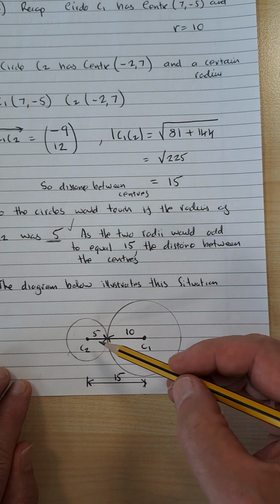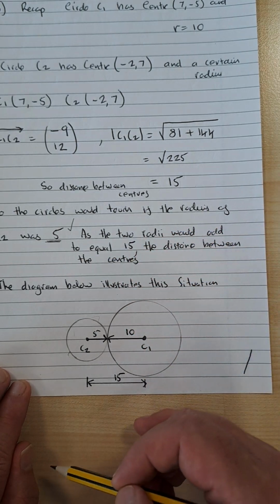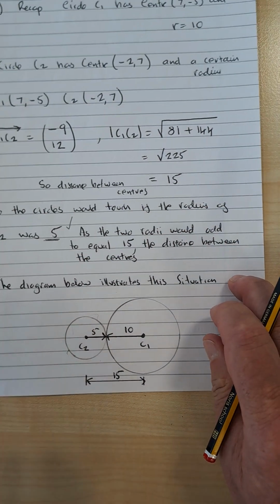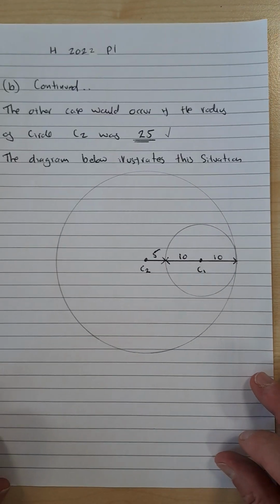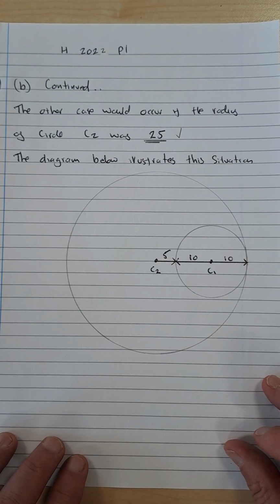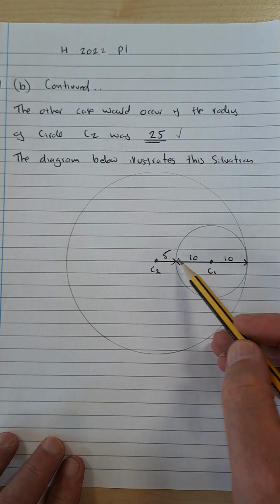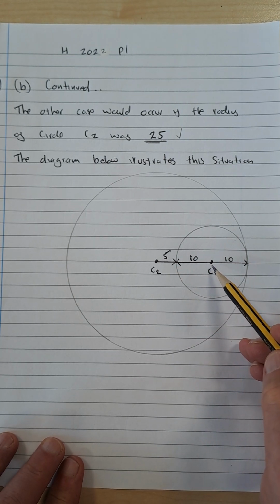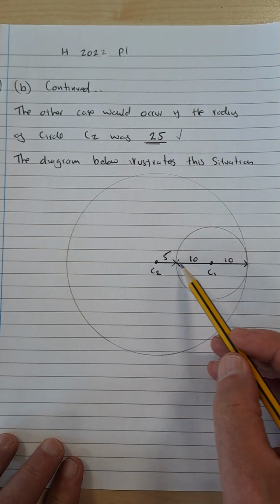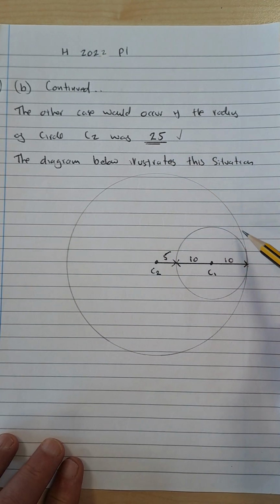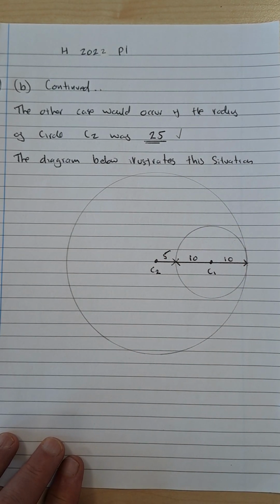The other scenario would be if C2 was a much larger circle than C1, and the circle looked like that, coming that way there. So here's a diagram of what I'm trying to illustrate. The other scenario would be if the radius of C2 was 25. So there's C1, there's your 15 between them that we got a wee minute ago, and we need another radius there. This is what's going to happen in the second scenario, where C2 has a radius of 25. It would touch C1 like that, and that's the other way we can have them touching at one place.